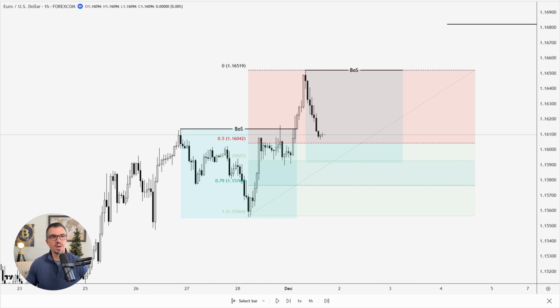If we play this forward now, and again, we have a break of structure, confirmed external low here. I know I'm drawing from the correct spot.